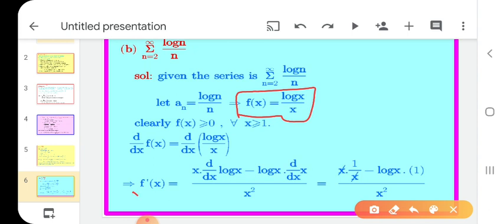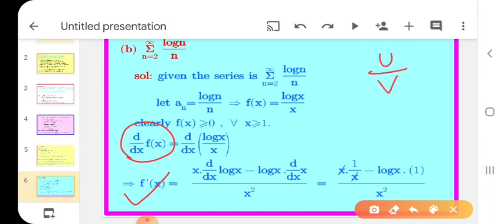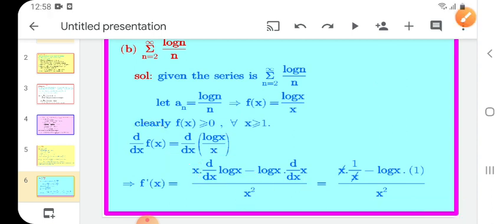So I find f dash x. What is f dash x? Differentiation of the given function. So now I differentiate the given function. D by dx of f of x equals d by dx of log x by x. What is the differentiation of log x by x? Here we use the u by v formula. What is u here? Log x is u and x is v. What is the formula? v into d by dx of u, that means x into d by dx of log x, minus log x into d by dx of x, by v square, means x square. This is the formula of u by v.